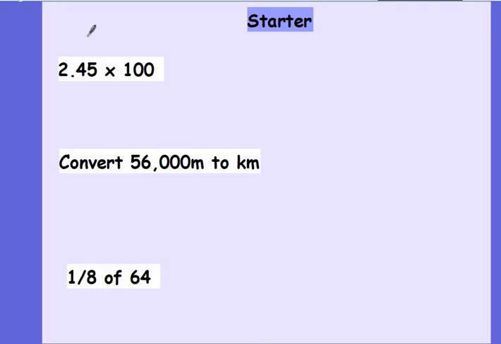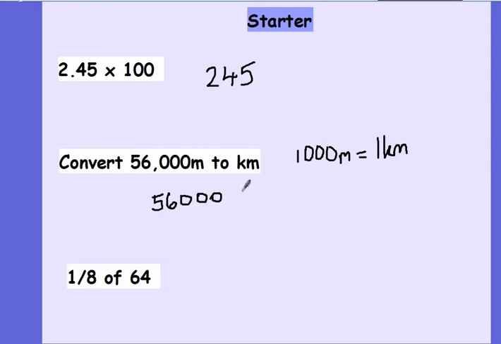Okay, let's go through the answers. So 2.45 times 100, I move all of those digits up 2 places on my place value table to give me 245. Now we know that there's 1,000 metres in 1 kilometre. So if I've got 56,000 metres, I need to do 56,000 divided by 1,000 to tell me how many kilometres that is.